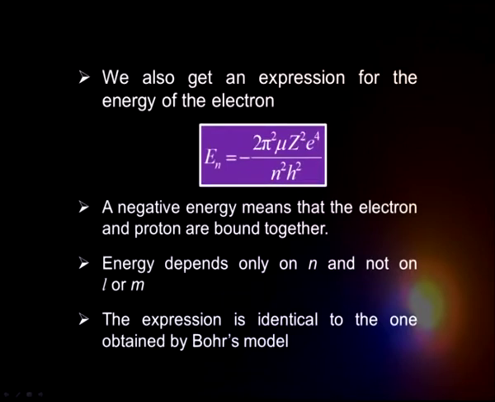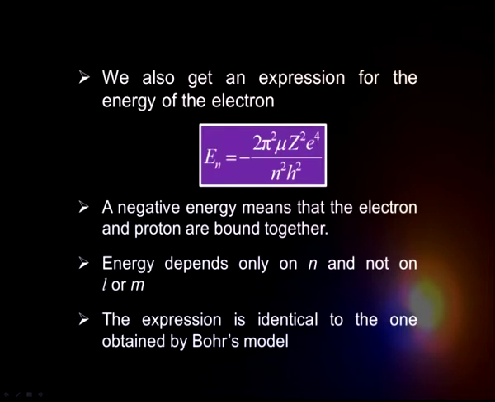So in addition to the wave functions, the quantum number and a restriction on the value of L, we get another expression called the energy expression, which reads En equal to minus 2 pi square mu z square e4 by n square h square, wherein 2, pi, mu, z, e and h are all constants. That means all these terms become constant. So we say that energy is inversely proportional to the square of the principal quantum number. That's one significant observation we have.